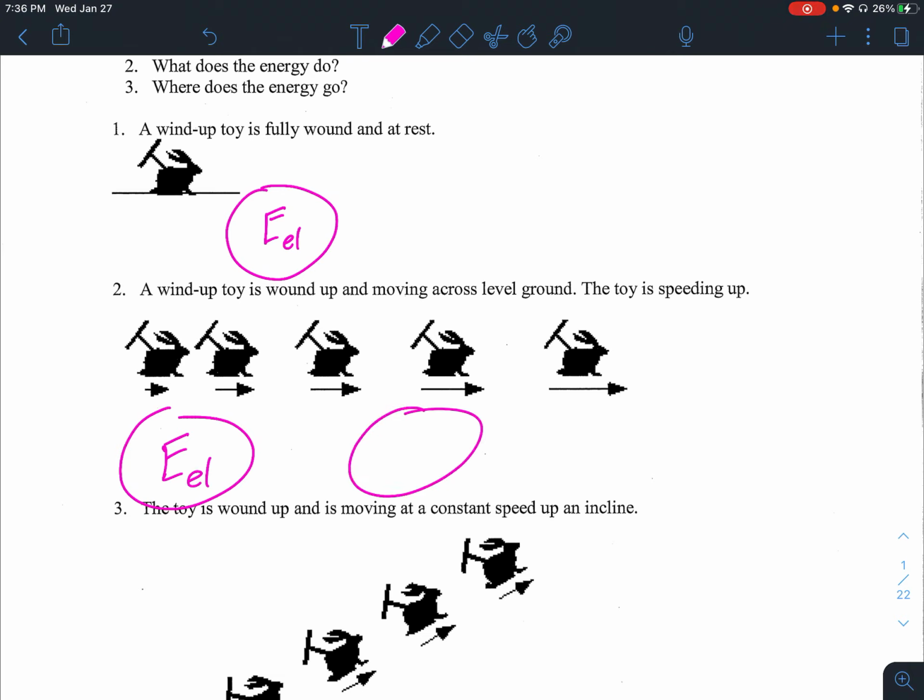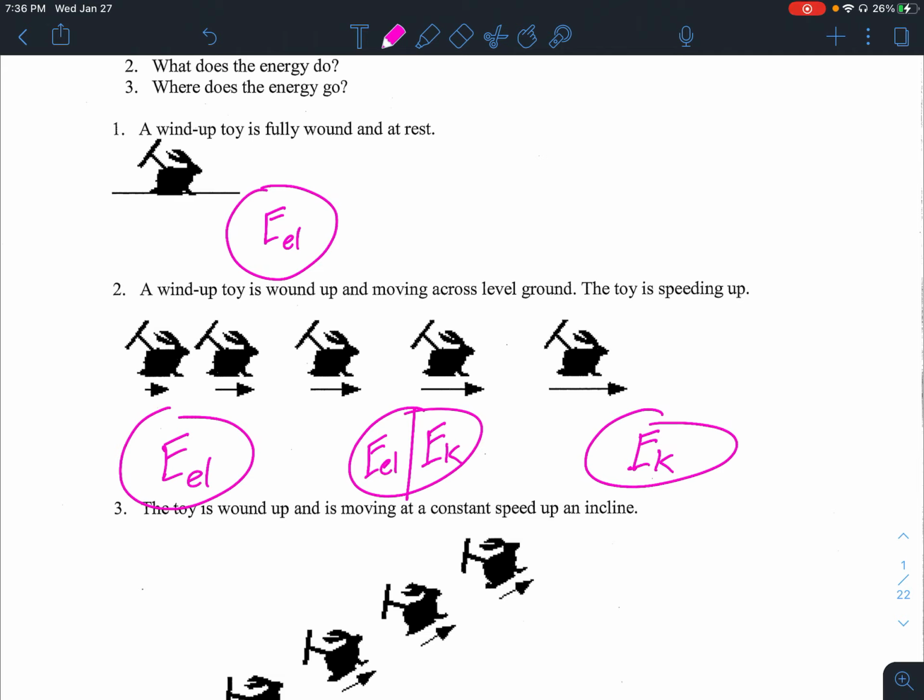In the middle, it's going to lose some of that energy and it's going to transfer to kinetic energy because it's moving. So the faster you go, kinetic means motion, the more kinetic energy you have. The exact percentages we're not really worried about at this point. Towards the end, when it would be going the fastest, we could say all kinetic.